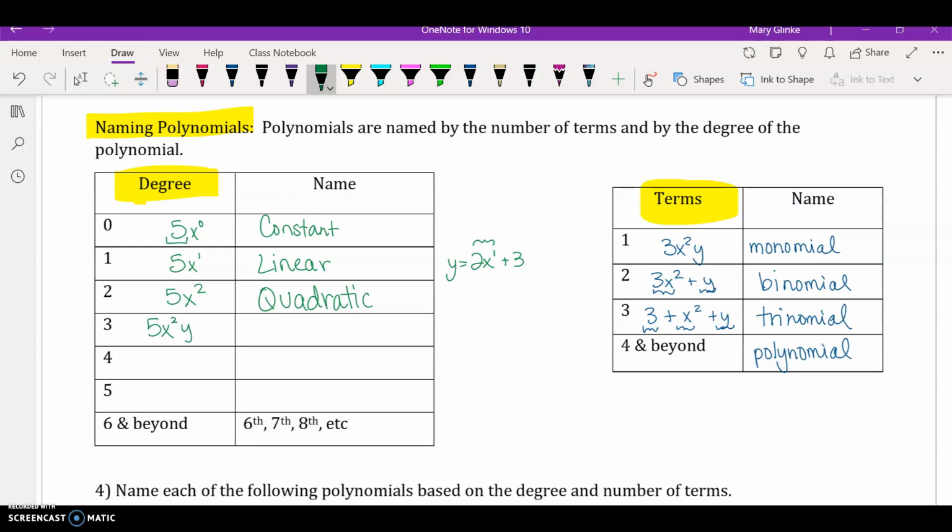If you have a highest degree of 3, that would be cubic. You might also see it as 5x cubed. If the highest degree is 4, that is quartic. If the highest degree is 5, that would be quintic. And anything more than that, we don't have a specific name for. So for instance, if we had 5x to the 10th power, it would just be a 10th degree polynomial.